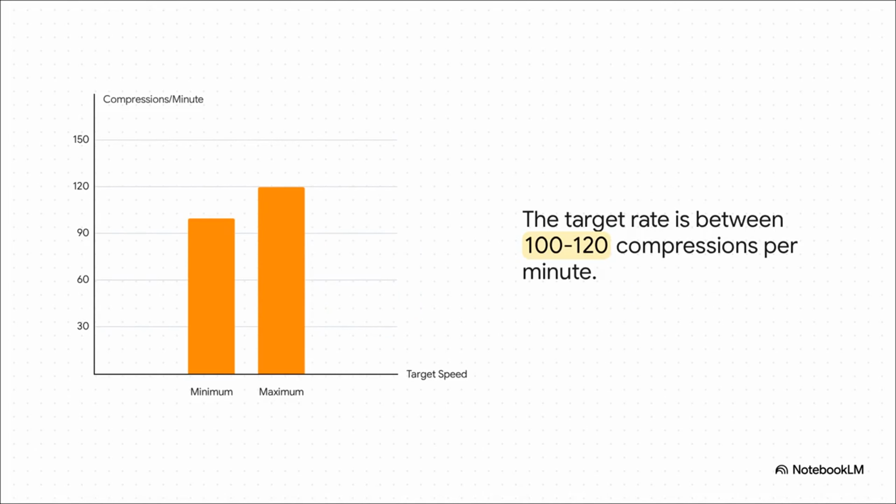Well, think of it like this. You're trying to get the engine running at just the right speed. The target is between 100 and 120 compressions a minute. You know, a great way to keep that rhythm is to hum the song Staying Alive in your head. The beat is pretty much perfect.